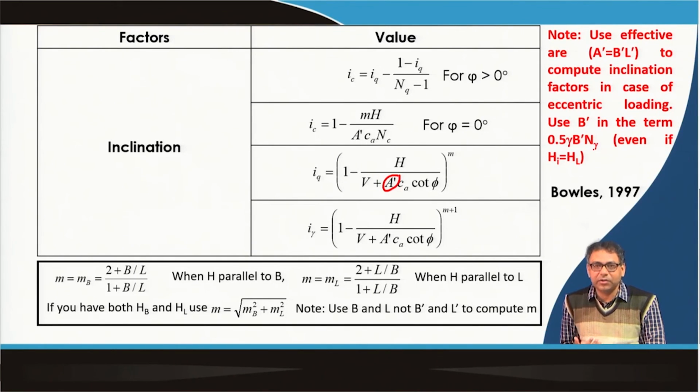So now in the next class I will discuss the IS method, our IS code recommendation. Then I will solve a few example problems and the other effects, like if the loading is inclined, if the loading is eccentric, or a compressibility effect in the bearing capacity equation.